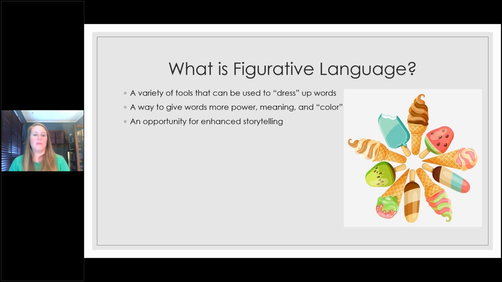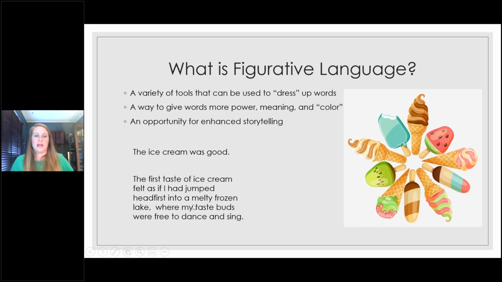It's a way to give words more power, meaning, or maybe what we would call color, just more interest. And it's also an opportunity for enhanced storytelling. So it just kind of makes things a little bit more interesting. So, for example, if I had the sentence, the ice cream was good, it gives me a little bit of information, but it doesn't give me that much detail.